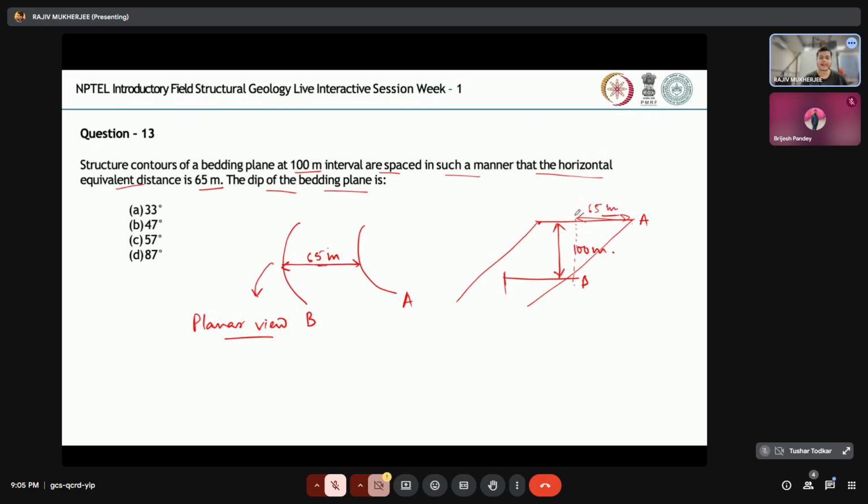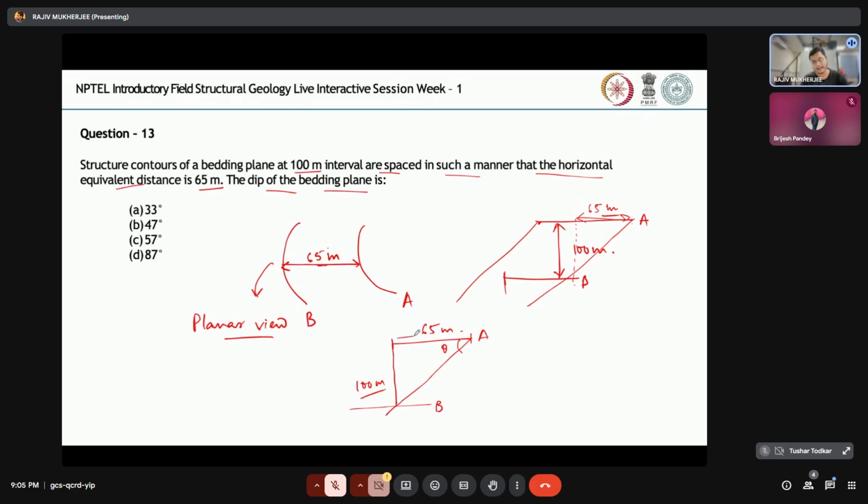Right? So this horizontal distance is 65 meters and the vertical distance is actually 100 meters, and this is how the beds are dipping. So this is contour A and this is contour B. We simply have to calculate the angle here.